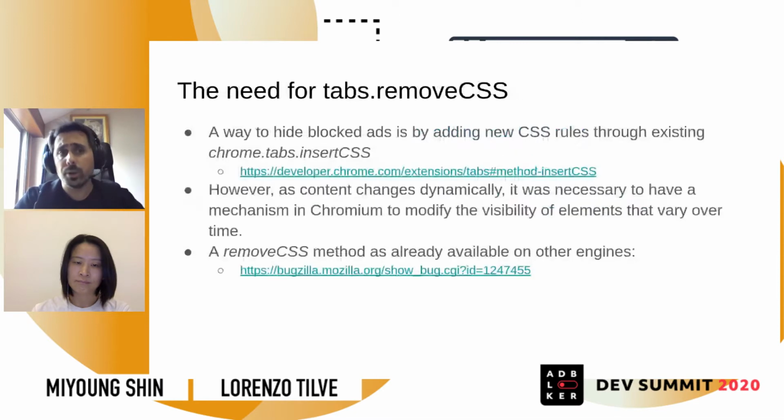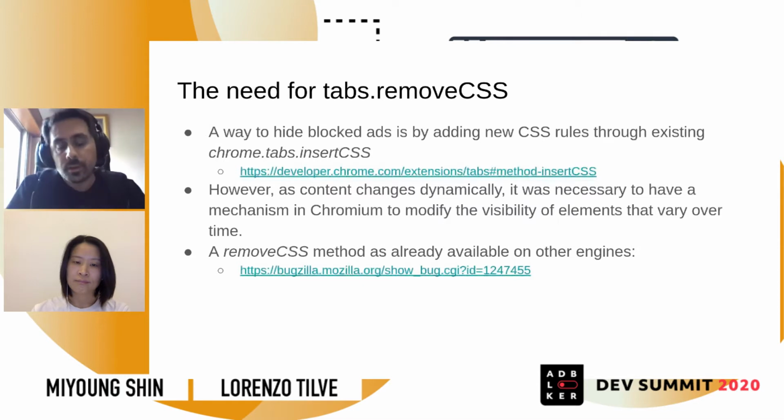So with regard to the need for tabs removeCSS, this came up because a way to hide blocked ads in some scenarios is by injecting CSS rules through the insertCSS method from the tabs API. However, this allows changing elements that were already there. But as the DOM is changing dynamically, it's also necessary to be able to manipulate that in Chromium to modify the visibility of elements that are varying. So, bring back visibility to some elements, to remove that.